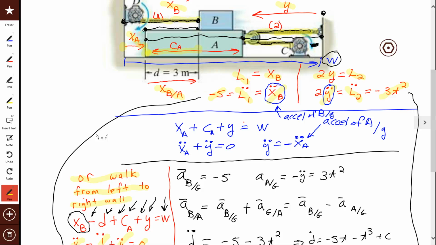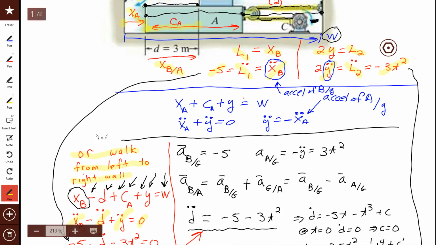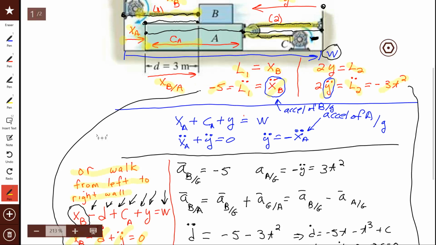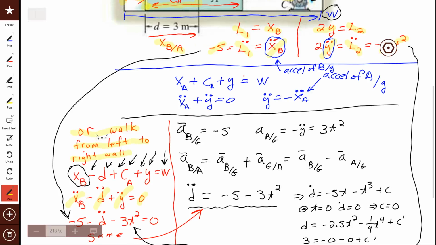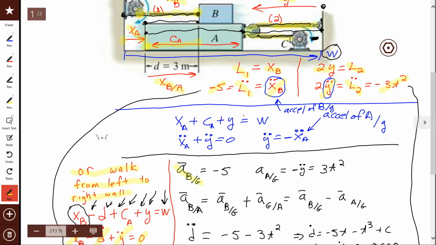XB is the position of B relative to the ground. Why? Because it's measured from a point that's fixed on the ground to B. So that's those values, and I'm going to plug it in. So the acceleration of B relative to the ground is xb double dot, which is -5. I got that from the rope equation.